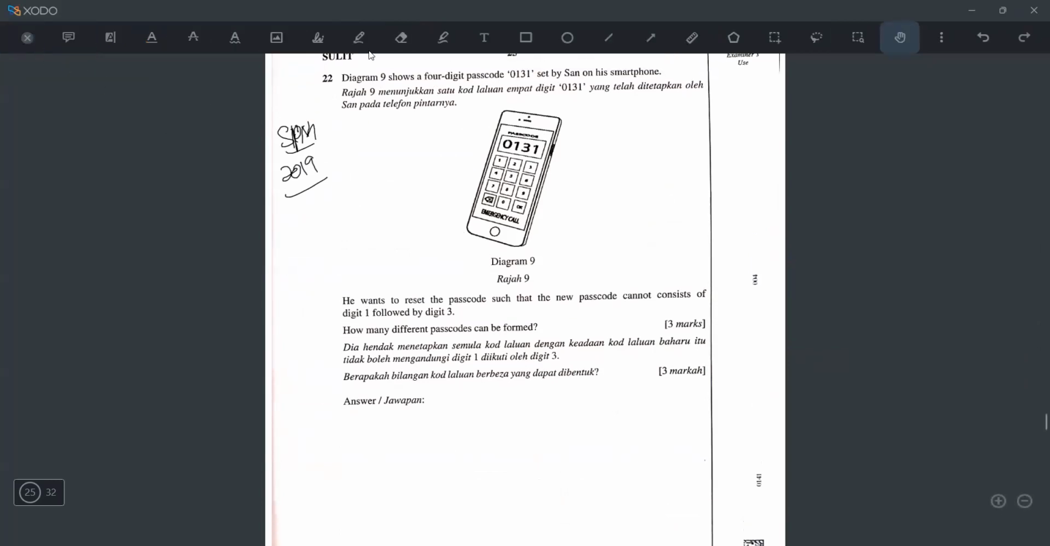Diagram 9 shows a 4-digit passcode 0131 set by Sun on his smartphone. And then he says he wants to reset the passcode such that the new passcode cannot consist of 1 followed by 3. How many different passcodes can be formed?